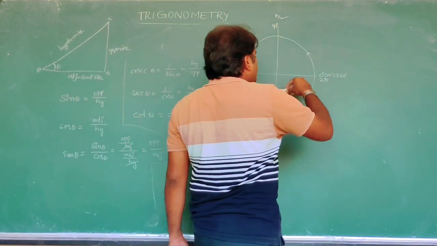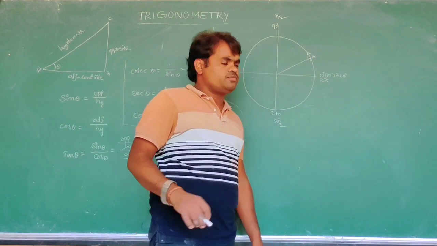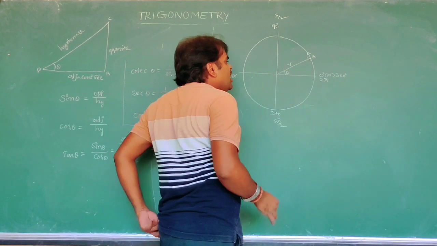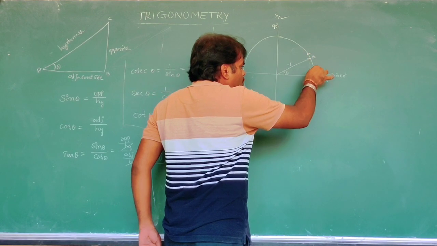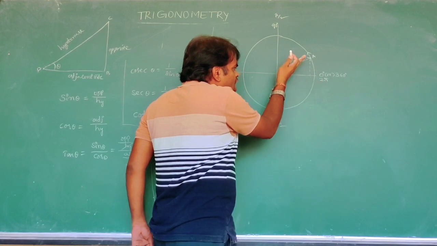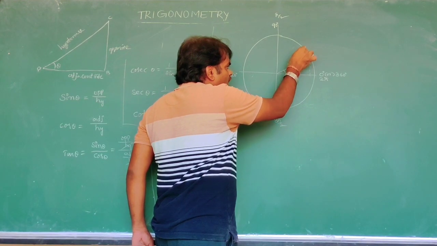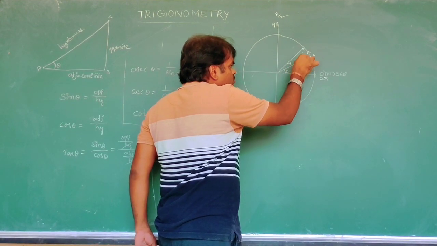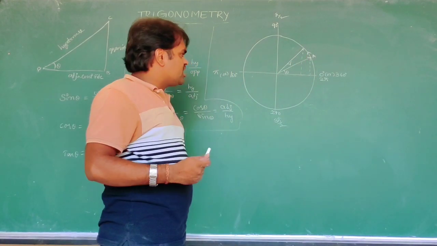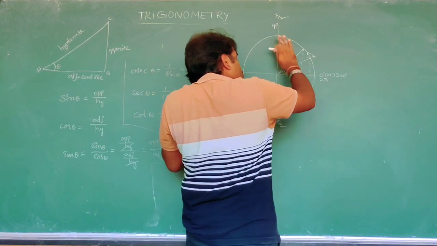Now a body is moving at a point A. It is represented by the radius vector R. Here it makes an angle theta. This is the opposite side and this is the adjacent side. Now the angle will change. As the angle changes, the opposite side increases, but the adjacent side decreases.